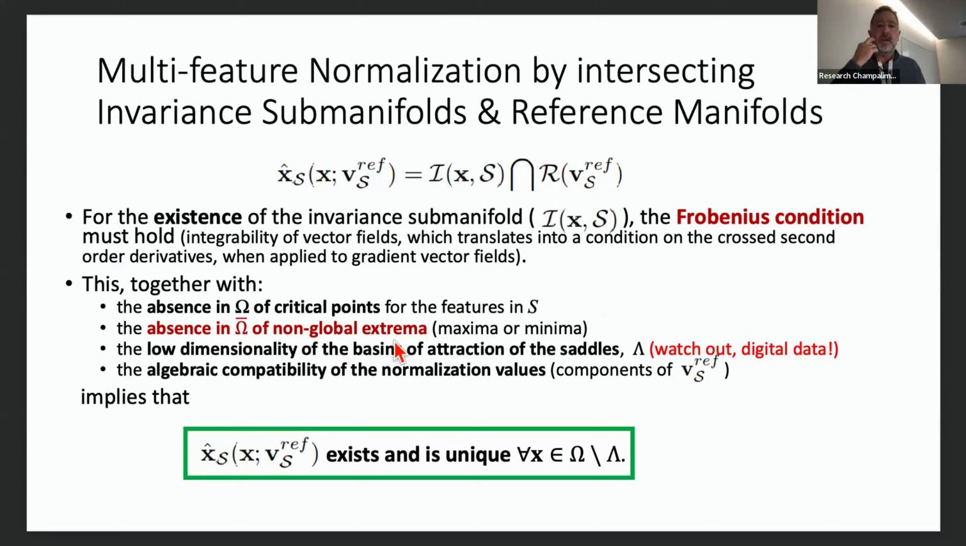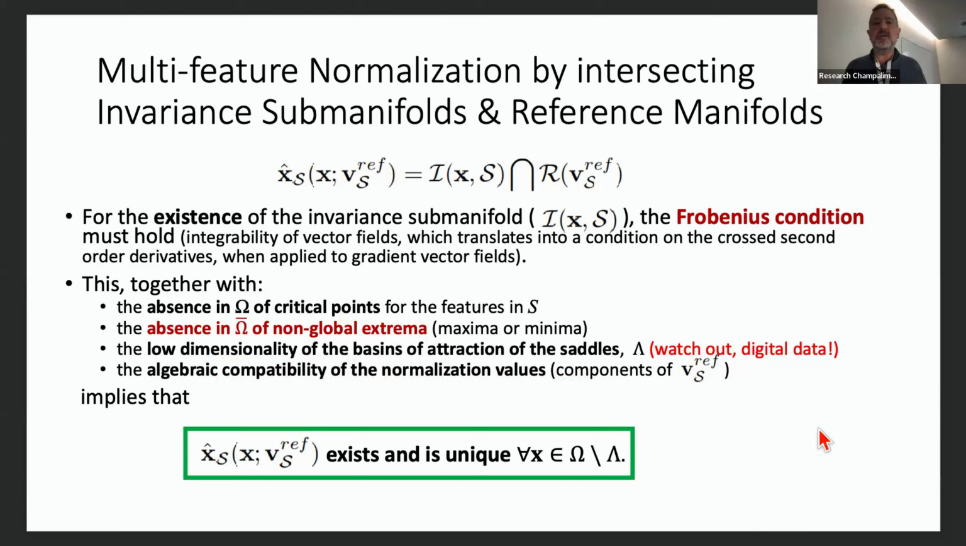It still applies to many of these features that are global, that do averages. Of course, absence of critical points. And this is a tricky aspect, low dimensionality of the basins of attraction of the saddles. Otherwise, you can get stuck, right? Watch out for digital data.